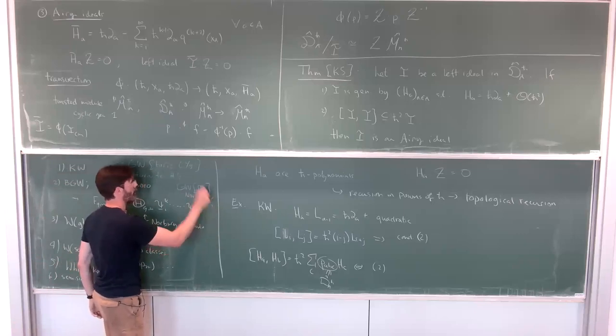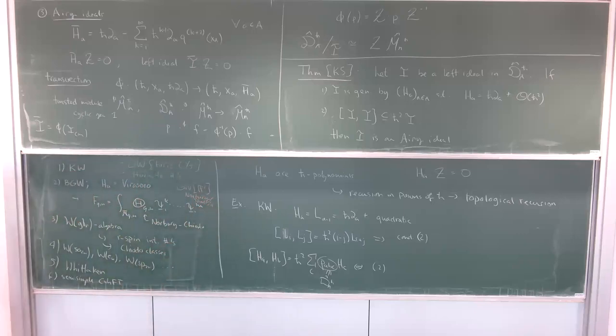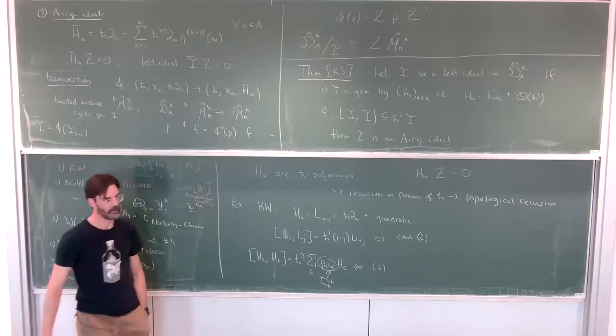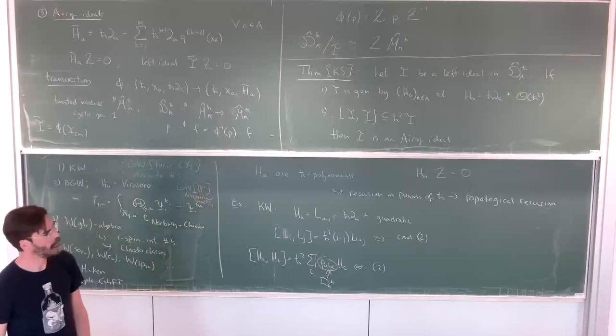So of course toric Calabi-Yau. What else? Well, there's all kinds of orbifolds of those as well. So orbifolds of all those that support a Gromov-Witten theory.